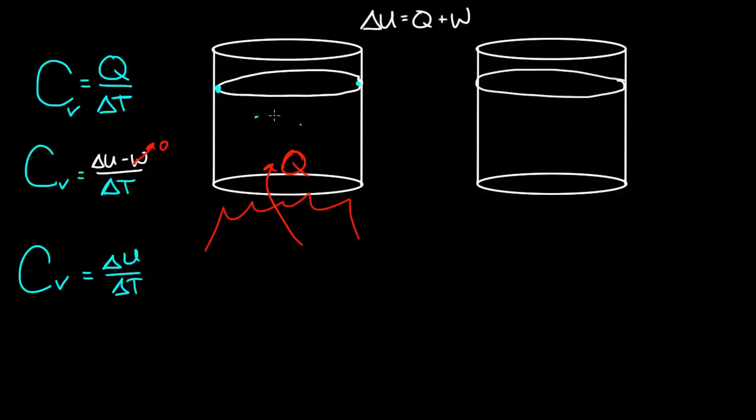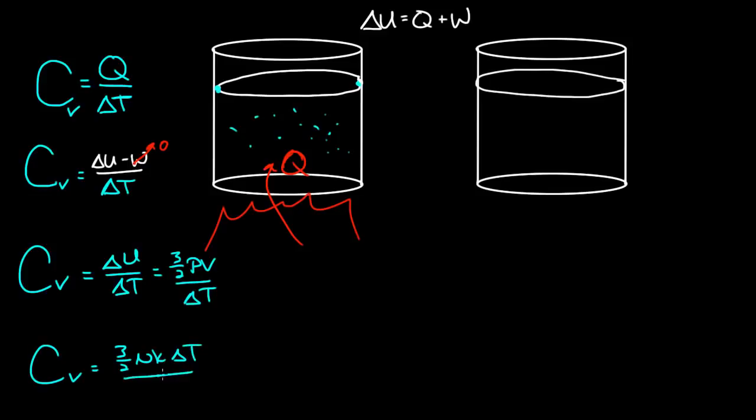What's delta U? Let's just assume this is a monatomic ideal gas. If it's monatomic, we've got a formula for this. Delta U is just 3/2 P times delta V over delta T. But that's not the only way I can write it. Remember, I can also write it as 3/2 NK delta T over delta T, and something magical happens.